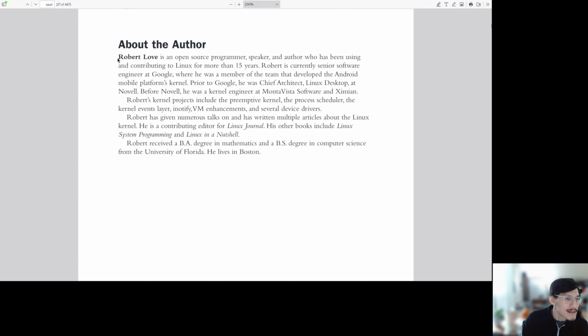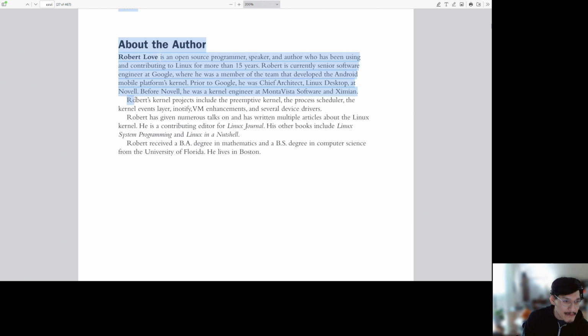Robert Love is an open source programmer, speaker, and author who has been using and contributing to Linux for more than 15 years. Robert is currently senior software engineer at Google. This was a long time ago, so I don't know where he is now. Where he was a member of the team that developed the Android mobile platform's kernel. Awesome. So this person knows what he's talking about. He's pretty much the guy who helped make the Android kernel. Cool. And he's probably also contributed to the Linux kernel too, I bet.